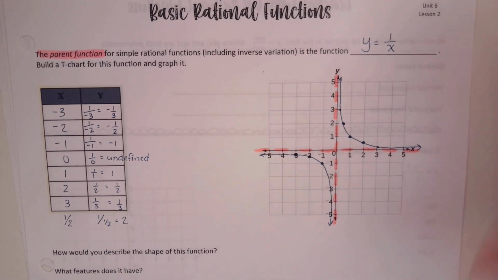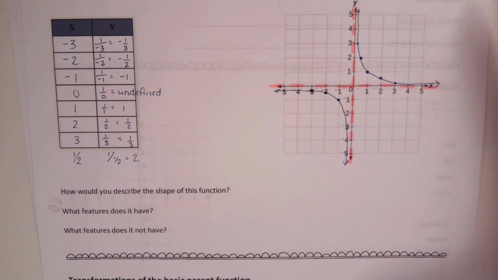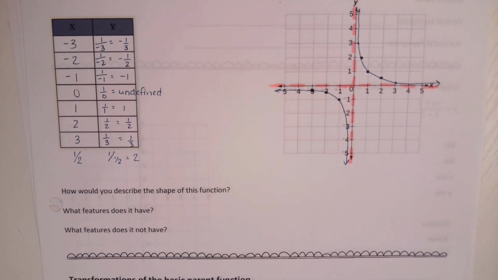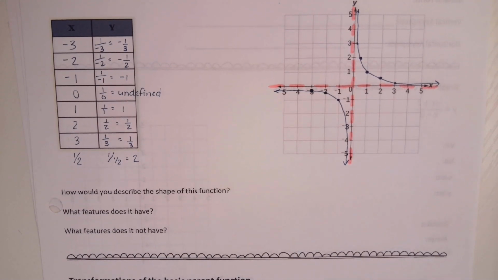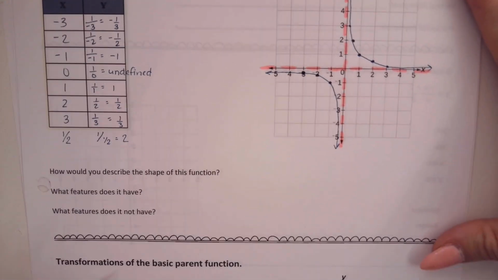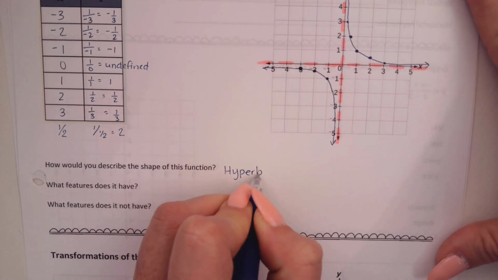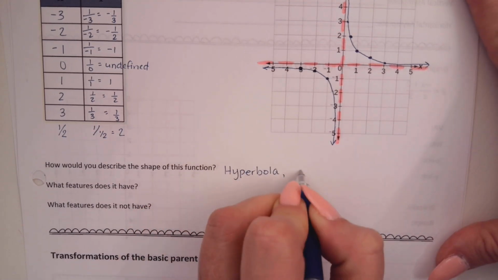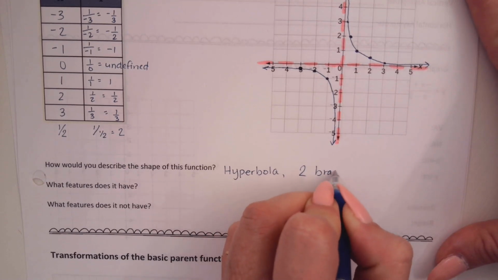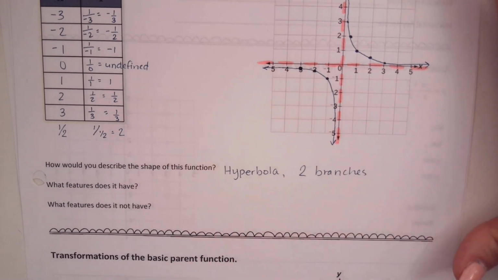Okay, how would we describe the shape of this? Anyone know what the name of this shape is? Okay, so a U-shaped graph is called a what? Parabola, right. This one that has 2 branches is actually called a hyperbola. That is its technical name, hyperbola. It has 2 branches.